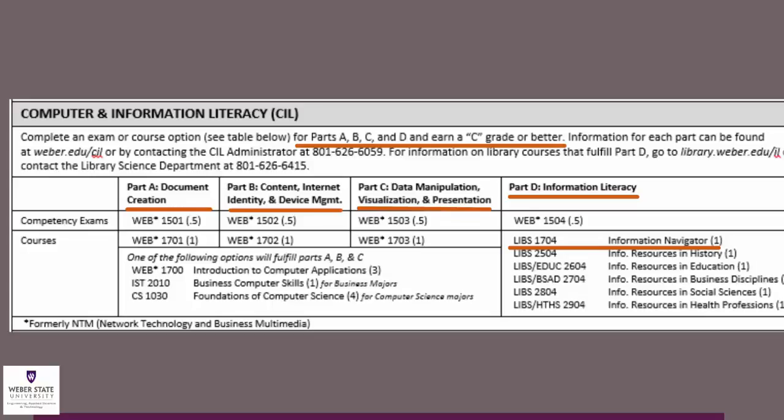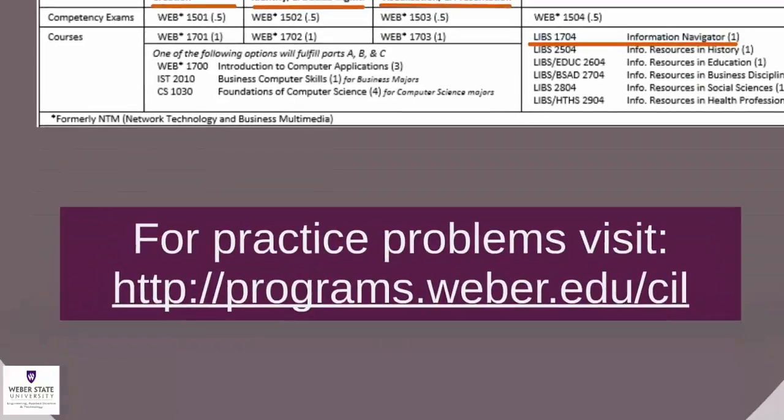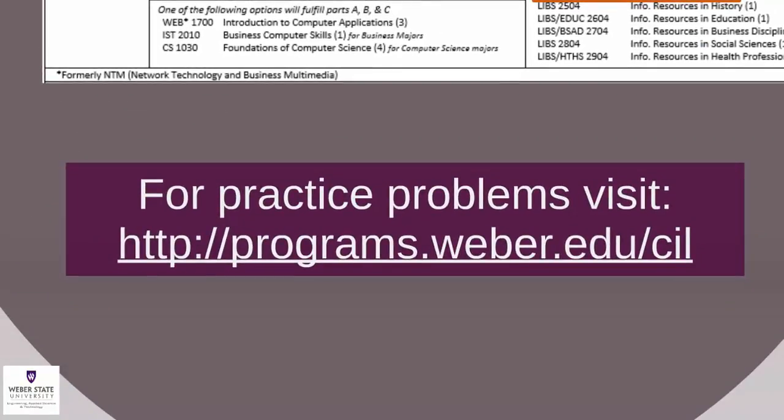Students can fulfill each part, A through D, by receiving a credit grade on each proficiency exam option or by taking the course options and getting a C or better or a combination of the two. If you choose the course option for Part D, we recommend Library Science 1704. If you have questions regarding the Computer Information Literacy requirement, or would like to look at exam practice problems before making your decision, go to the website shown on the screen.